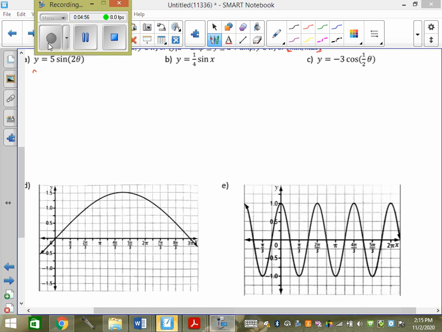So the amplitude is just the absolute value of a from an equation. So it's the absolute value of 5, so it's 5. For this one, it would be the absolute value of a quarter, so it's a quarter. For this one, it would be the absolute value of -3, which is 3. Right? So from an equation, you literally just take the absolute value of A and you have your amplitude. And if you have that memorized, really easy. If you don't, you're going to be doing some math in your calculator.